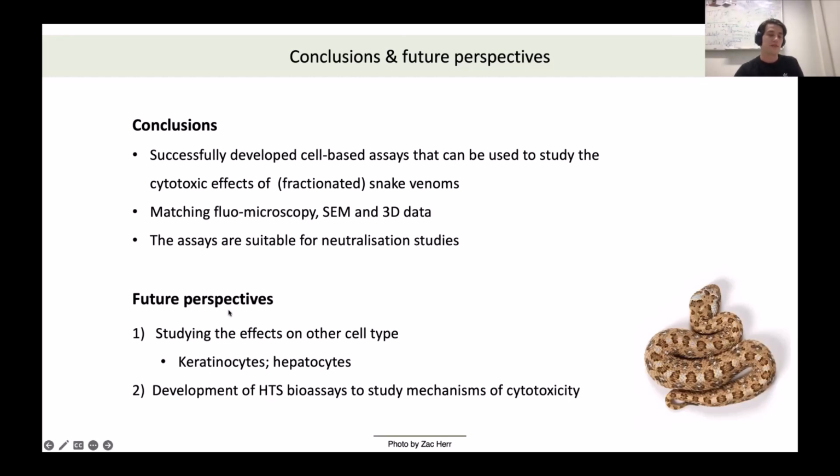Then some future perspectives: we will be studying the effects on other cell types as well, so also including keratinocytes, so your skin cells, and hepatocytes, so liver cells, and maybe even cardiac muscle cells. And we are currently working on the development of high throughput screening assays to study the mechanisms of cytotoxicity in more detail. So we're looking at membrane disruption, we're looking at ECM degradation, to better visualize the effects that we observe in vitro, basically.